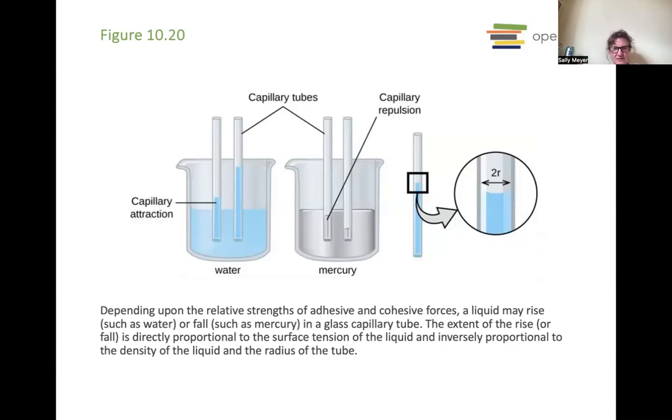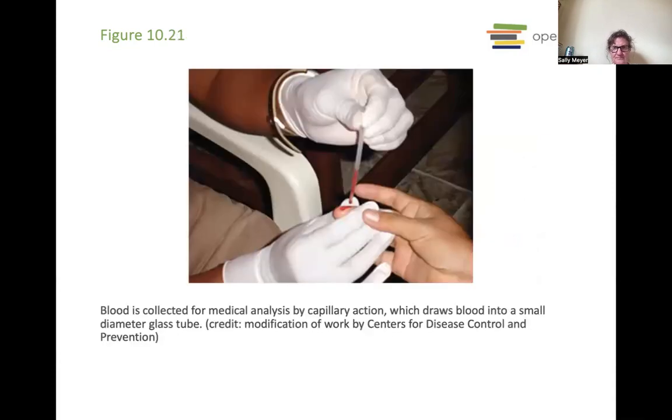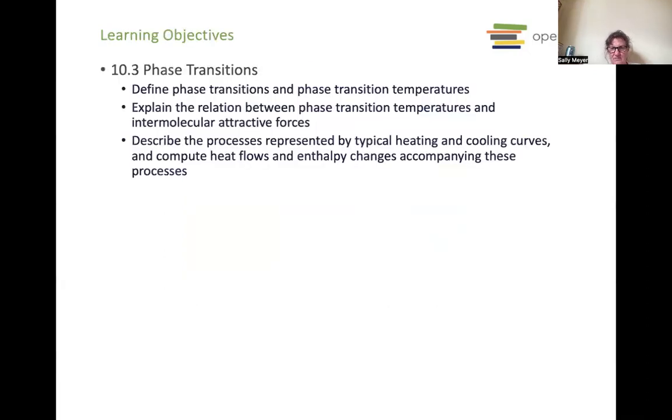That's just a picture of that process. This is just an example. When you're giving blood, they always use a little tube, and that's capillary action. How high the blood goes up the tube depends on the surface it's creating with the glass, the cohesive forces it feels with itself, and then the force of gravity holding it down.